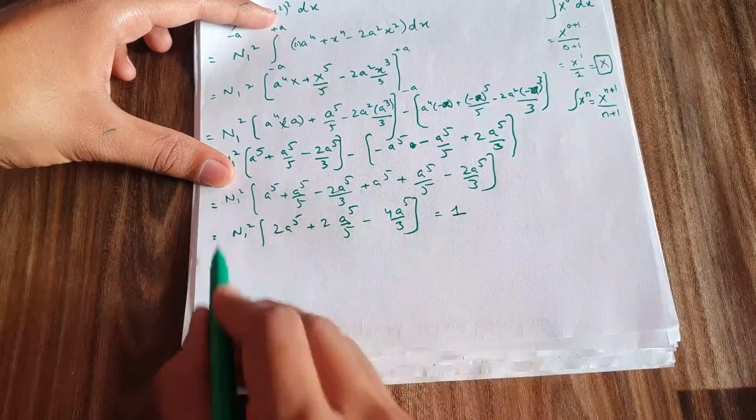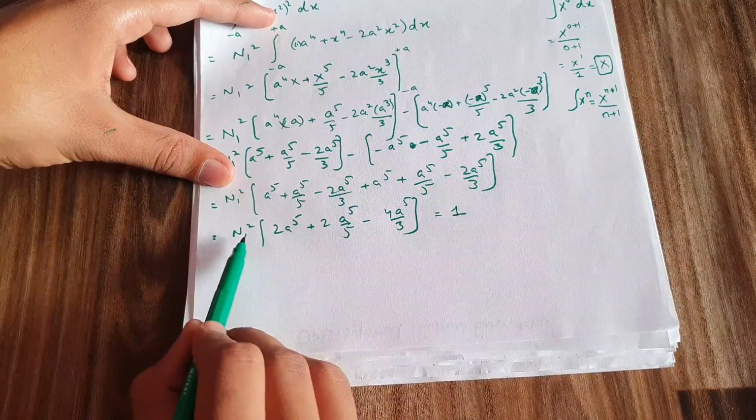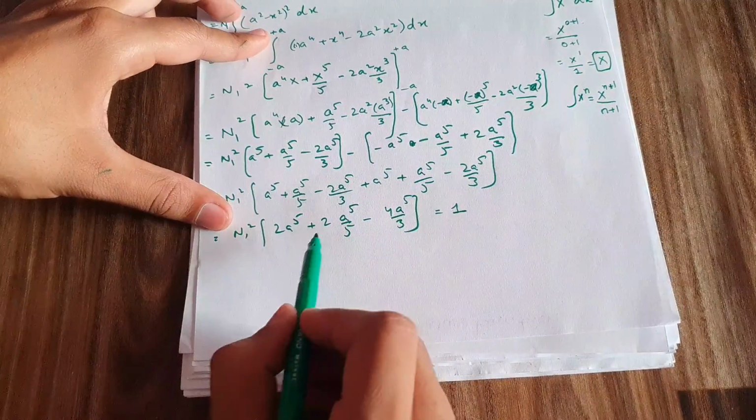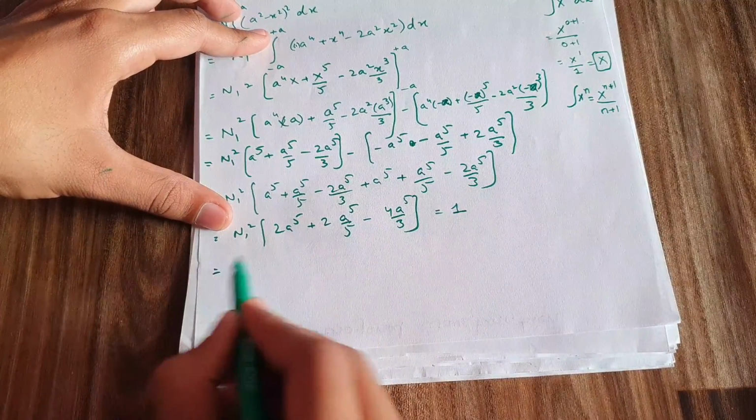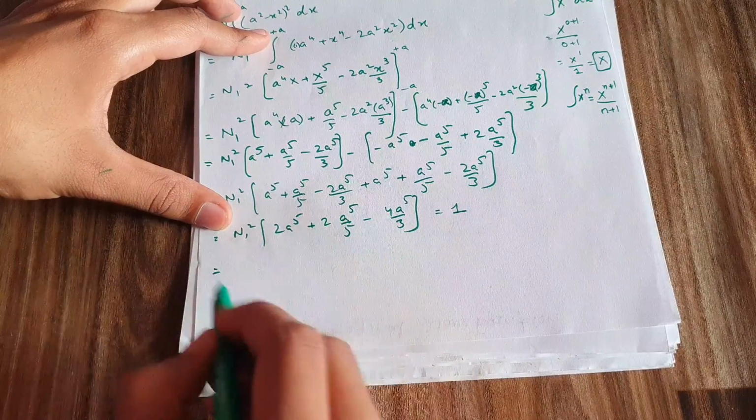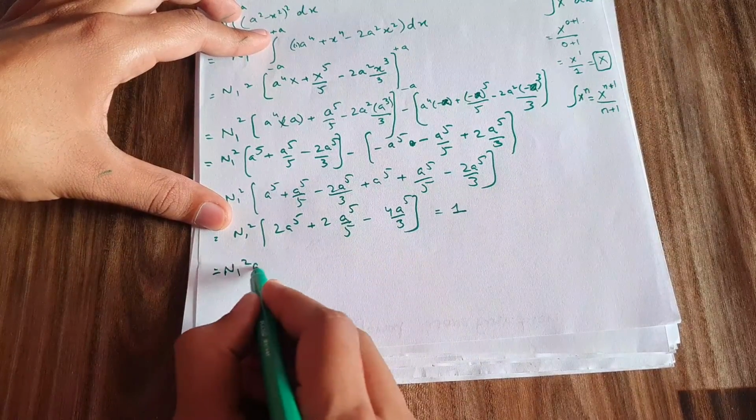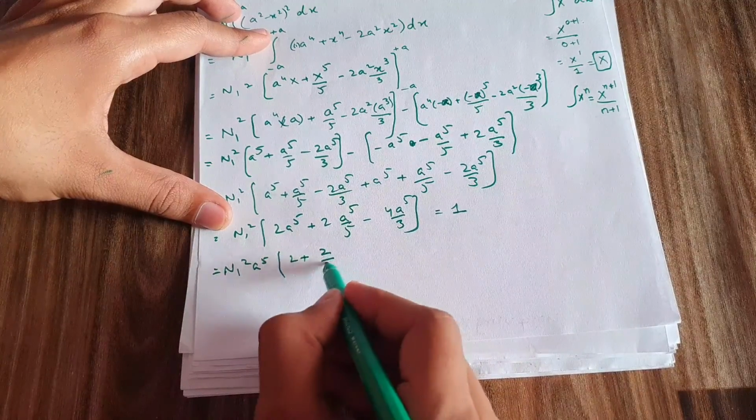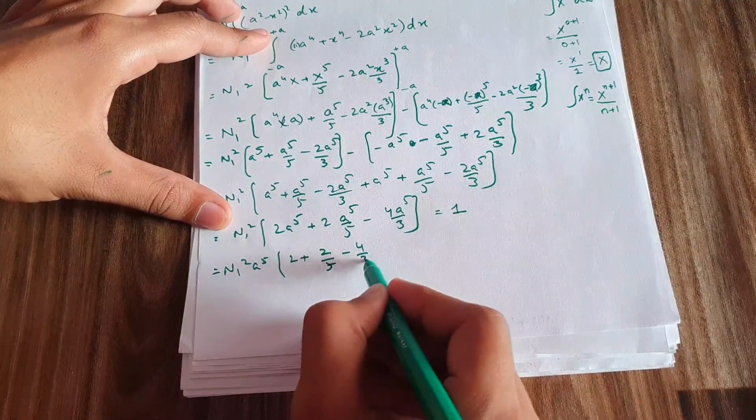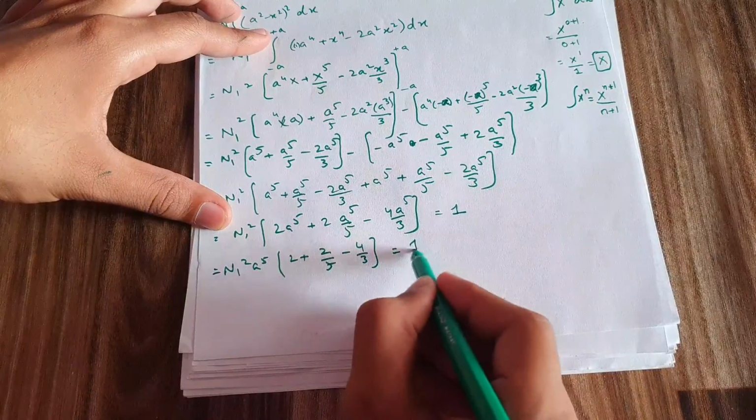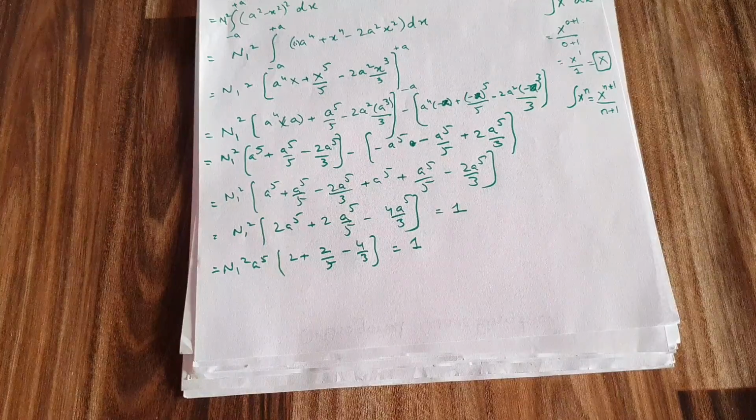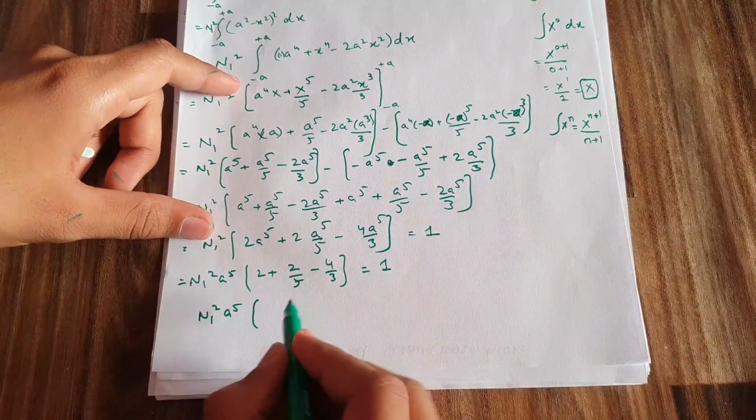Okay, this equation should be equal to 1, since we have to find the value of n. The next thing, I am going to take a^5 as common. On taking a^5 as common, the rest of the equation becomes 2 plus 2/5 minus 4/3, equals 1.